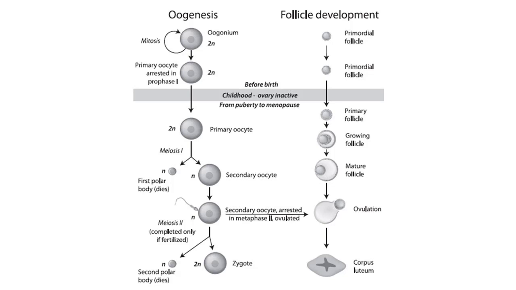Aren't women born with like all the eggs that they'll ever have? Yes, you are born with all the eggs you're ever going to have, and you have over 1 million to start with. By the time you get to puberty, it's down to a measly 400,000.